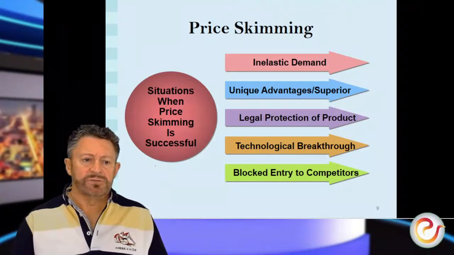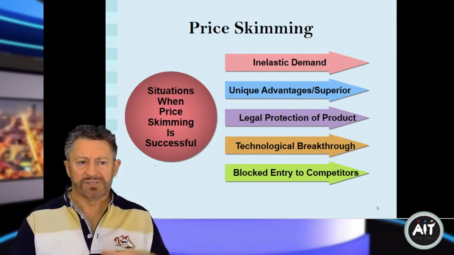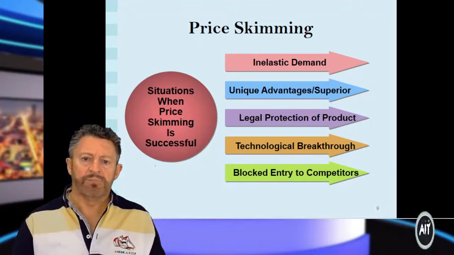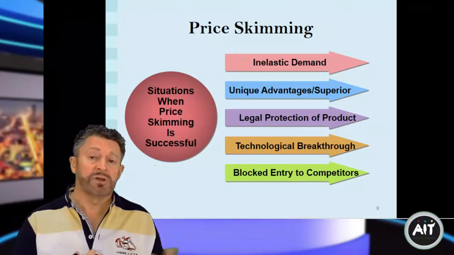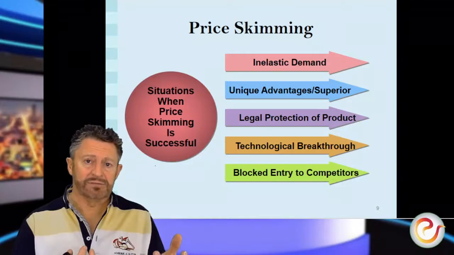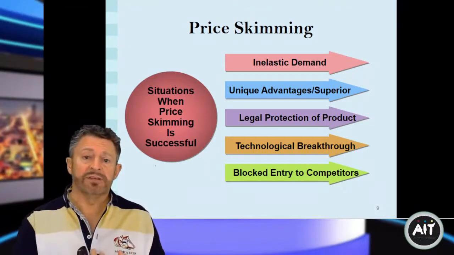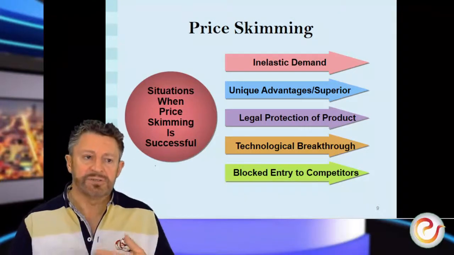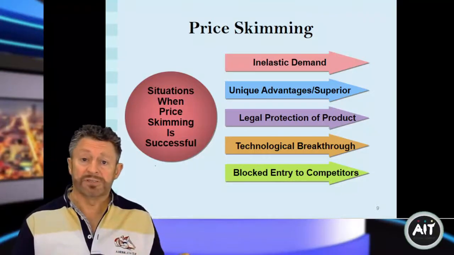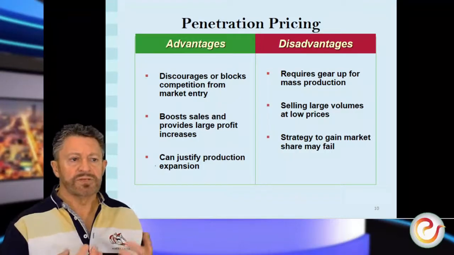And then blocked entry to competitors. So where you might have a completely legal protection, it kind of follows on through the legal protection above up here, but you might have actually bought the suppliers of the only components that are used. Therefore, competitors can't get at those suppliers. Therefore, you've blocked your competitors, and in that way, you're kind of moving towards a monopoly. So that gives you a license to be able to charge higher prices because no one else can provide those products as such.